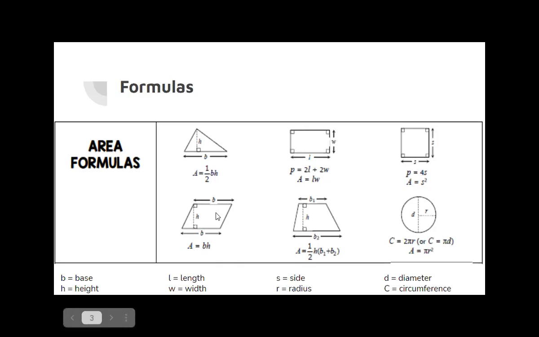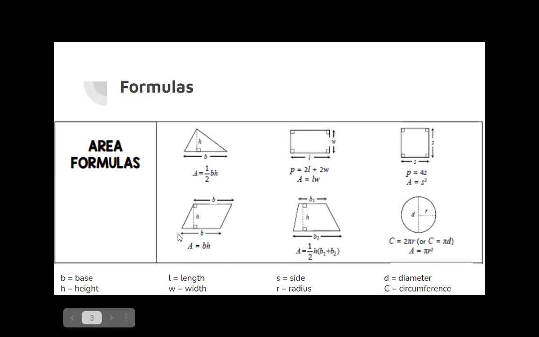We've talked about most of these in previous grades: triangles, rectangles, squares, and circles. The other two that you may not have talked about before are the parallelograms and trapezoids. The parallelogram is very similar to the rectangle in the sense that you're just multiplying two things together. But with the parallelogram, you're taking one of the bases. It doesn't matter if it's the top base or the bottom base. You're taking one of the bases, the longest base, and multiplying it by the height of the parallelogram.